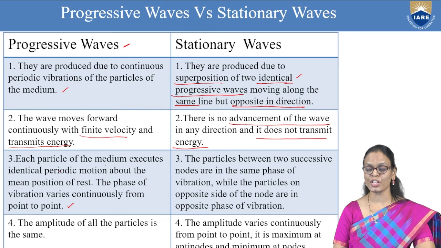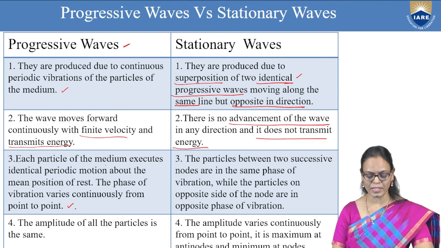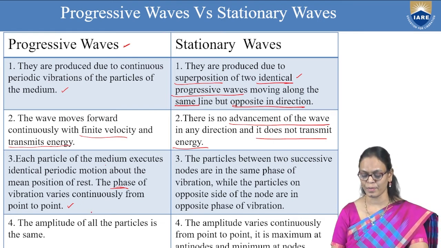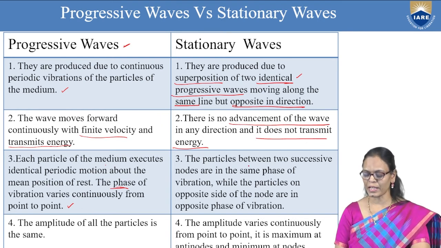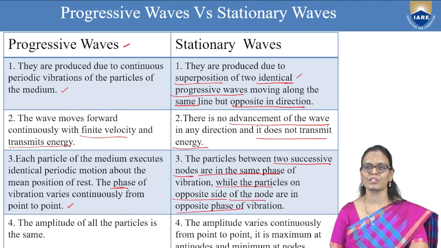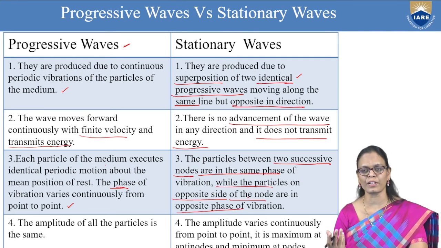So the motion is periodic and it is about the mean position. And the phase varies continuously. Phase here tells about the state of vibration of the particle. And it is going to vary continuously from point to point. But if you see in a stationary wave, particles between two successive nodes are in the same phase. Two successive nodes you take and compare the vibrations of the particles, they will be in the same phase. While particles on opposite sides of a node are in opposite phase of vibration. So on the opposite side, they are in a different phase. On the same side, they are in the same phase.